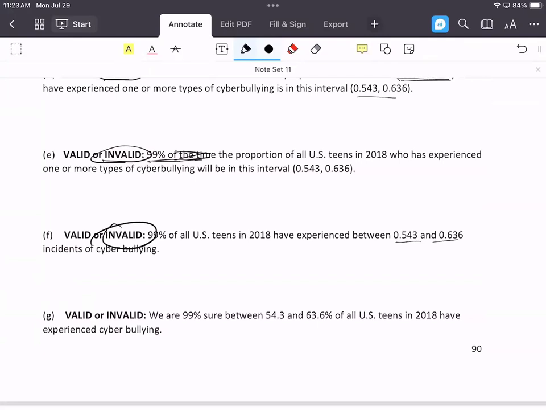Finally, we are 99% sure, a more technical word would be confident, that between 54.3 and 63.6 percent of all US teens in 2018 have experienced cyberbullying. That looks good to me. We're talking about our level of confidence. We reported the percentages. We're talking about the population, not about the sample. And we put it in context. So that one looks good.